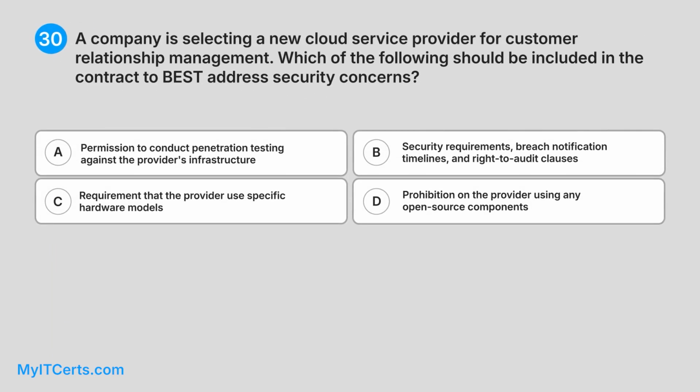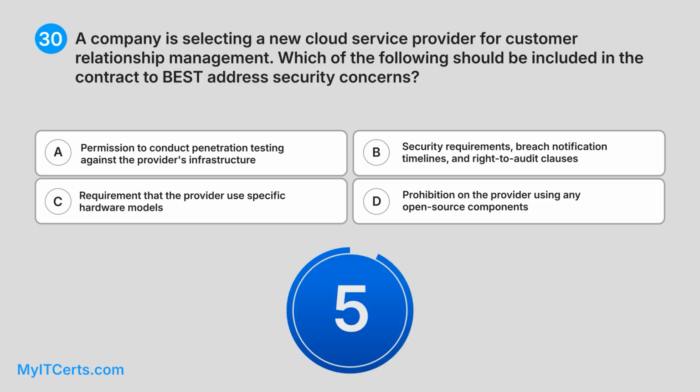30. A company is selecting a new cloud service provider for customer relationship management. Which of the following should be included in the contract to best address security concerns? A. Permission to conduct penetration testing against the provider's infrastructure. B. Security requirements, breach notification timelines, and right to audit clauses. C. Requirement that the provider use specific hardware models. D. Prohibition on the provider using any open source components. What do you think is the answer?